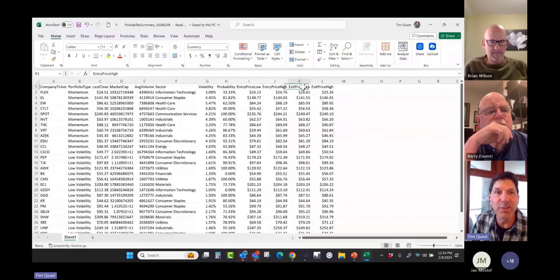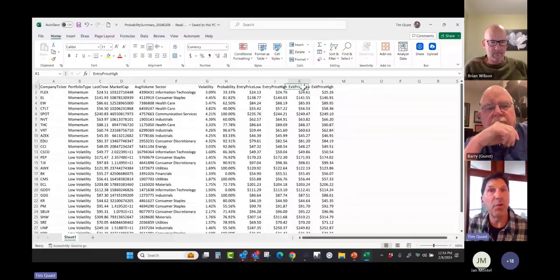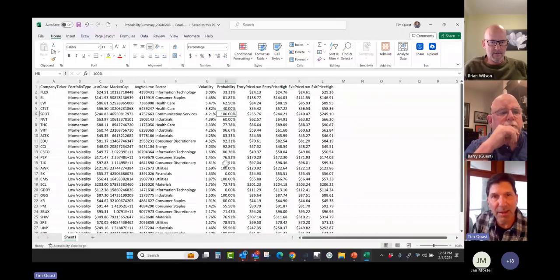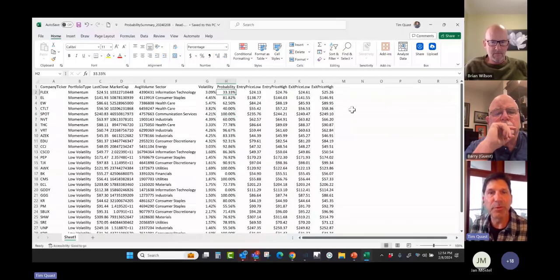Sometimes in the trailing data it's 100% probability. Past performance is no guarantee of future outcomes. But if you looked across this, and I could sort it by probability, the worst in this case is Flex, which is in the momentum portfolio. There's a 33% probability that you can produce 2% 1 to 5 days from now. Well, find something else, right? I'm not going to trade that.